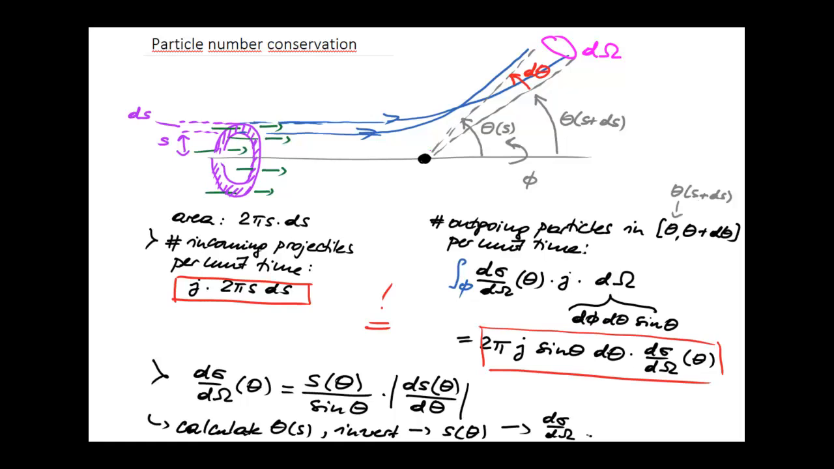What you do in a scattering experiment where you want to learn something about an unknown potential is that you try to go the other way around. You measure the differential cross-section. From that you try to infer S as a function of theta, and by inverting you want to infer theta as a function of S, and that in turn gives you important information about the shape of the potential.